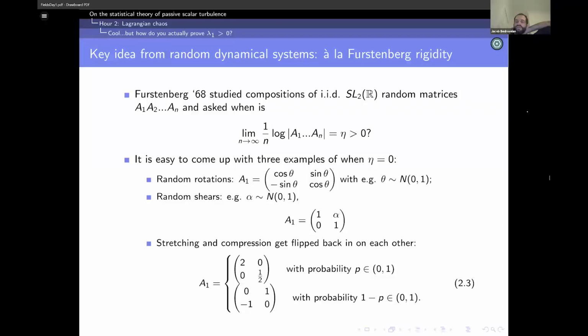Let me explain it first for random matrices. So I'm going to take random matrices, all IID. So I have some measure on SLd, or let's say 2 dimensions, on SL2. So these are determinant 1 matrices. And then I'm going to just pull random matrices out of this, sample this measure on SL2, and multiply them together. And I want to ask, when does this grow exponentially fast?